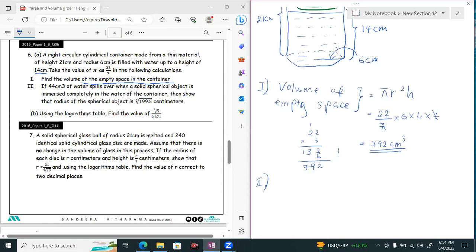Now here you have to understand the incident that happened. What has happened? When a solid spherical object, that means just a sphere, is immersed into this container or the vessel with the water, what happened is the 44 cubic centimeter of water has been spilled.